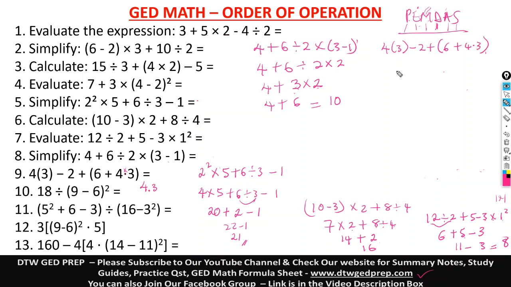So we resolve the parentheses. That's 4 times 3, that's 12 minus 2 plus, in here, this is 6 plus 4 times 3. We do multiplication first, not addition. So that will be 4 times 3, that's 12 plus 6. If you do it the other way around, you'll get the wrong answer. If you do 6 plus 4, which is 10, and 10 times 3, you get 30. But if you do it the right way, we're going to get 18. Do you see that? If we do this times this, then plus this, we get 18. So that's why we follow PEMDAS.